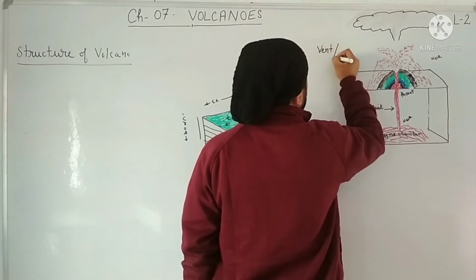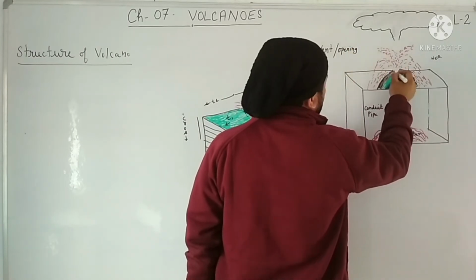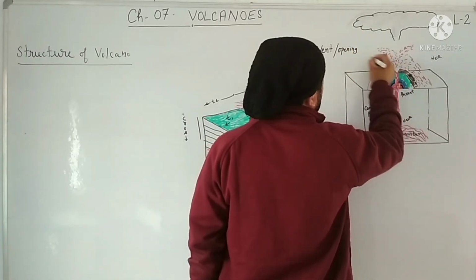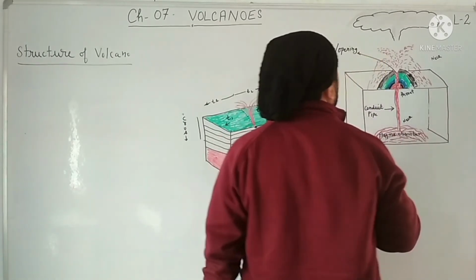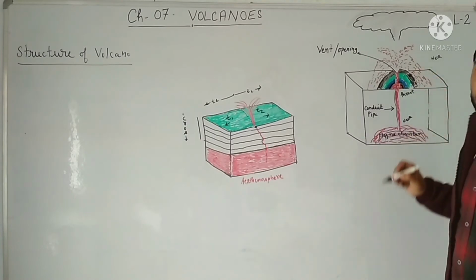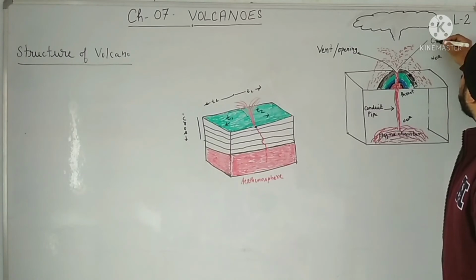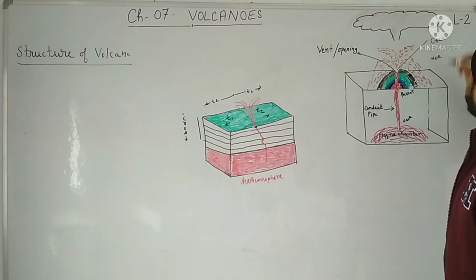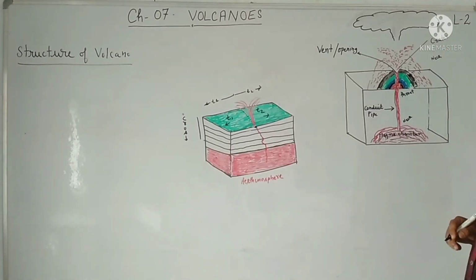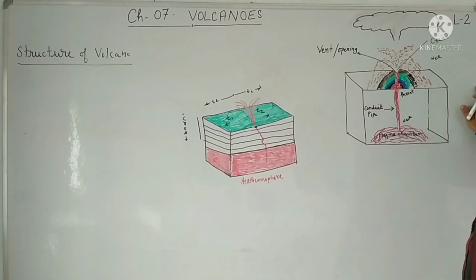V-E-N-T, vent, slash opening, and this is this one. Okay, right, and this one hollow or depression is called crater. Clear? This is called crater. Crater is generally a gadha. Okay, so this hollow on the mouth of a volcanic cone is called crater.